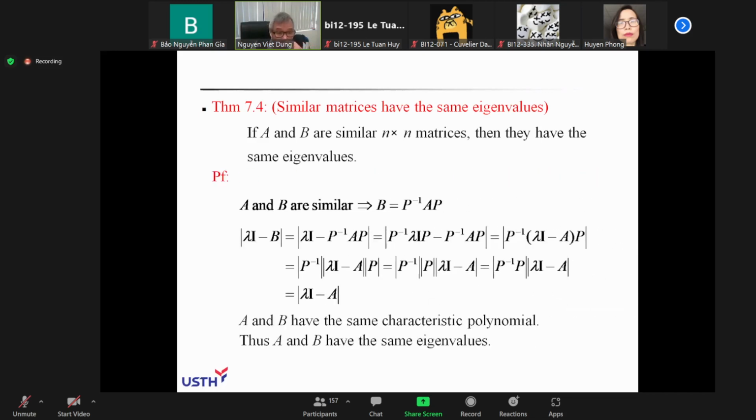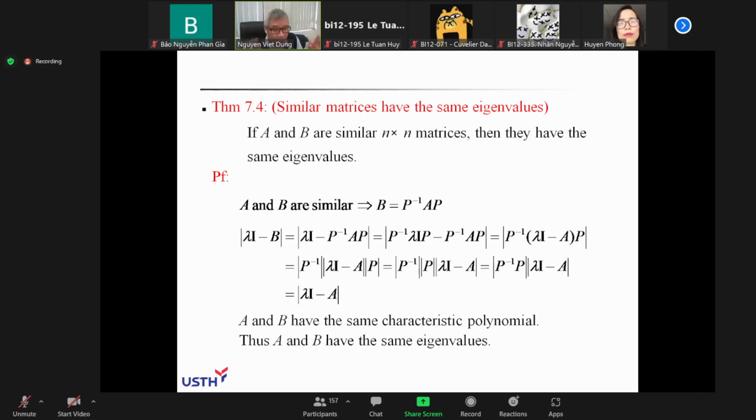Why is that? Suppose that A and B are similar. It means that B equals P inverse A P, and P is some invertible square matrix. Then you need to remember some property of matrix operation. You can calculate the determinant of lambda I minus B, and it equals the determinant of lambda I minus A. It means that A and B have the same characteristic polynomial.